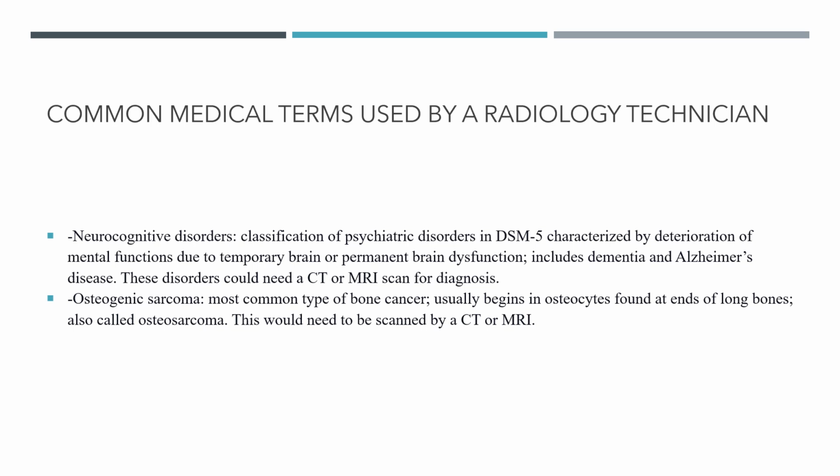And for our second medical term on this slide, I have osteogenic sarcoma, which is the most common type of bone cancer, usually begins in osteocytes found at the ends of long bones, also called osteosarcoma. This could need to be scanned with a CT or MRI, which could be done by a radiology technician.